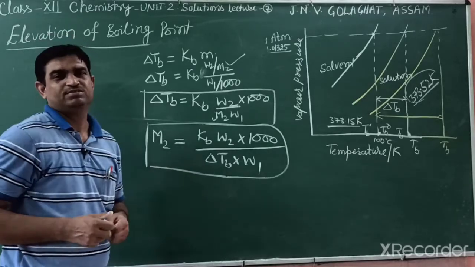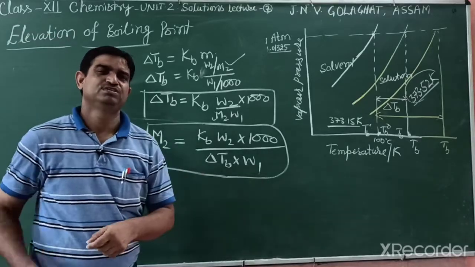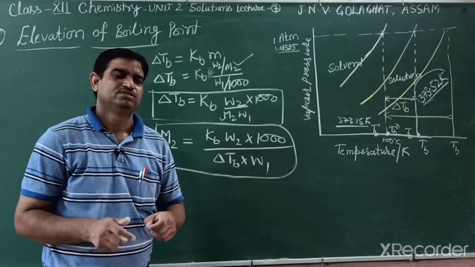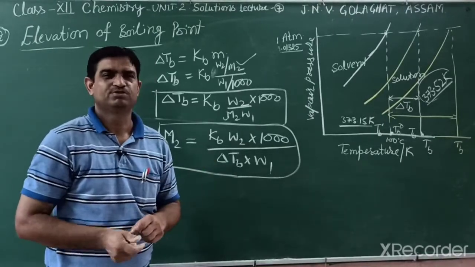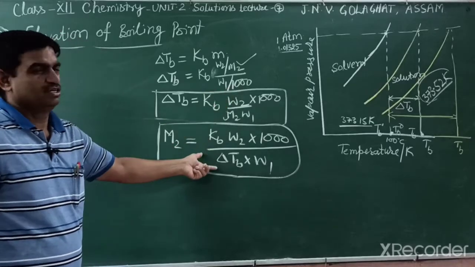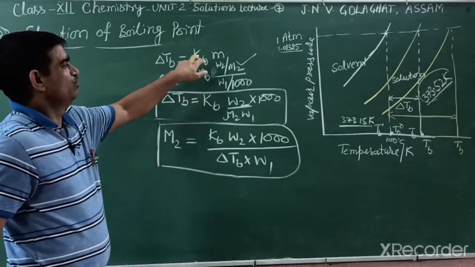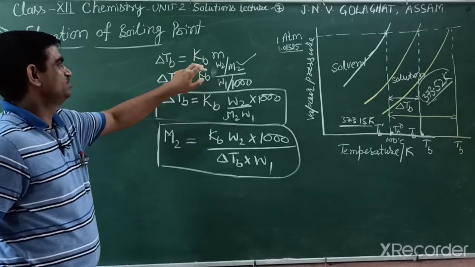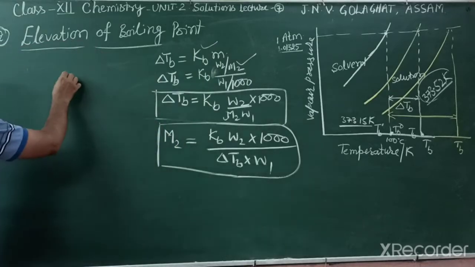In our NCERT book, many numericals are given. There are 2-3 solved numericals also given. Students, read carefully and write in your notebook. There are many questions that come in your exam. Sometimes a question comes: what is the molal boiling point constant and what is its unit? How can we find out the unit of Kb? So we can identify the Kb unit easily.